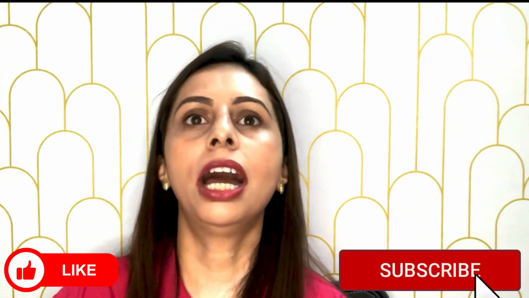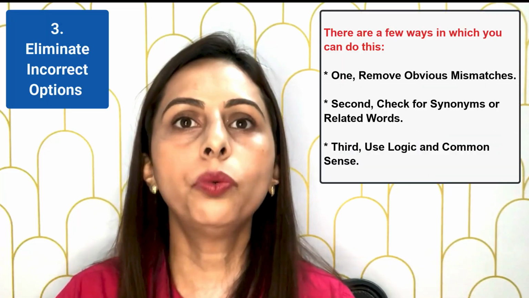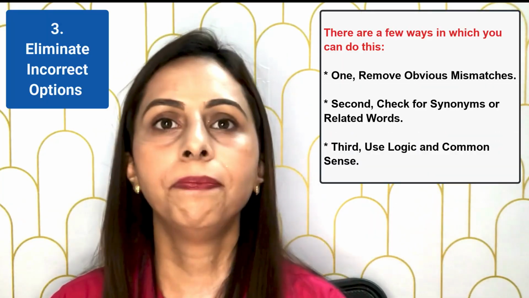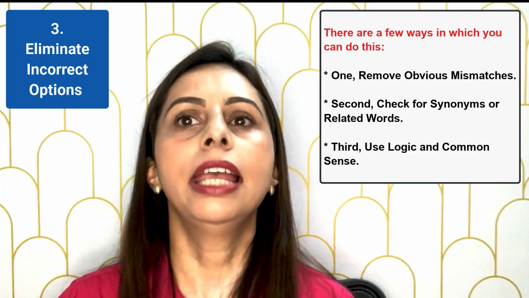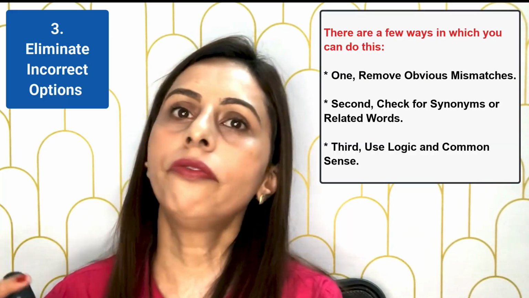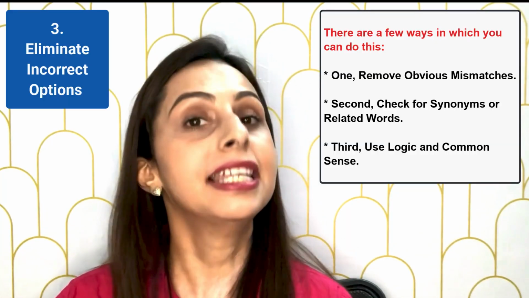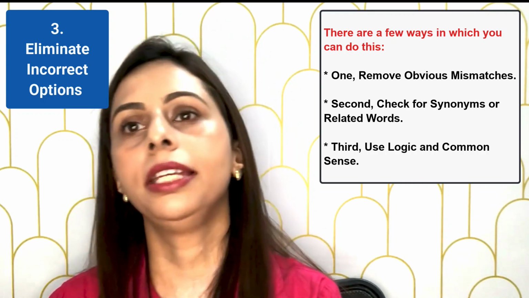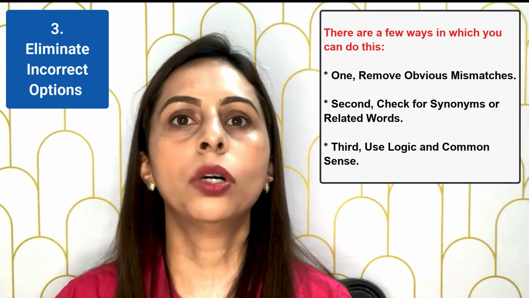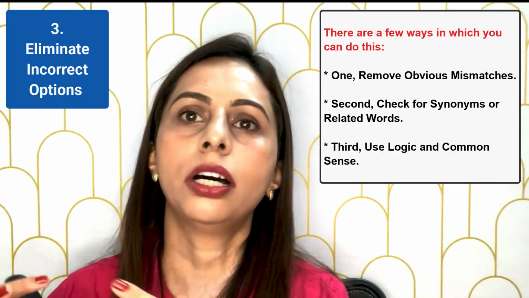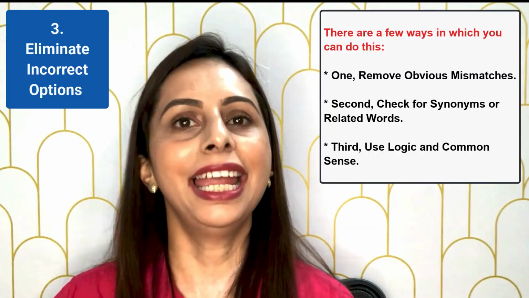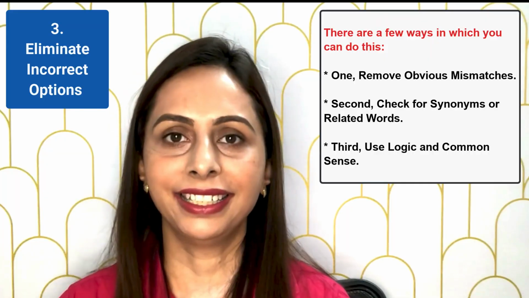Now, it's time for our final step, that is step number 3 of this formula. That step is eliminate incorrect options. That means it's time to narrow down the choices. There are a few ways in which you can do this. 1. Remove obvious mismatches. Eliminate any options that clearly don't fit grammatically or contextually. Second, check for synonyms or related words. Sometimes the right word is a synonym or a word related to other words in the passage. Anything that is too different can be eliminated.